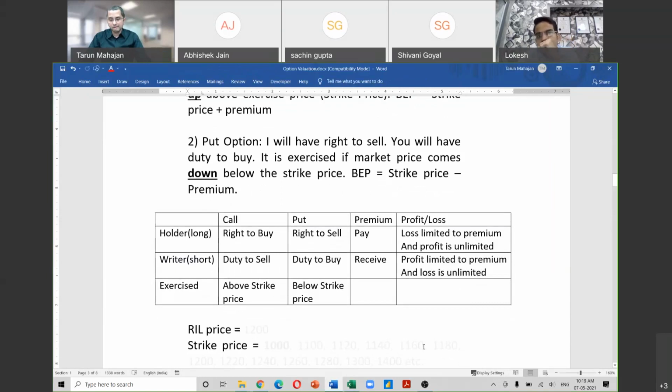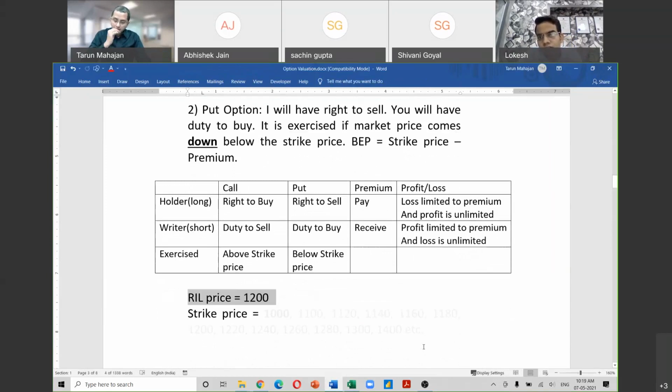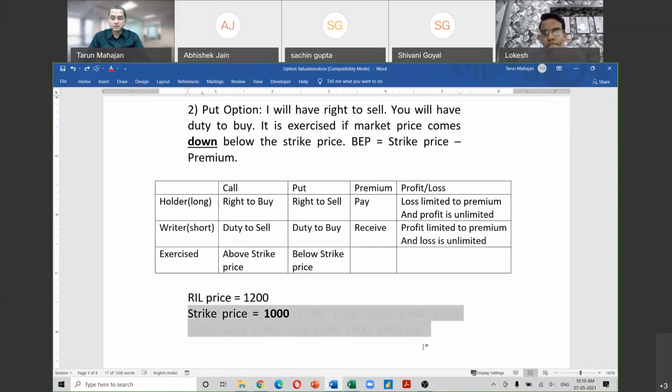So let's take one example. Suppose the share price of Reliance Industries Limited today is 1,200 rupees and you choose the strike price to be 1,000 rupees. So what do you say? Though the share is quoted at one price, the share price is just one price, but the strike price you can choose from the strike price spectrum available at the exchange.